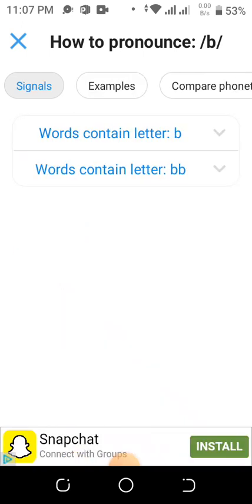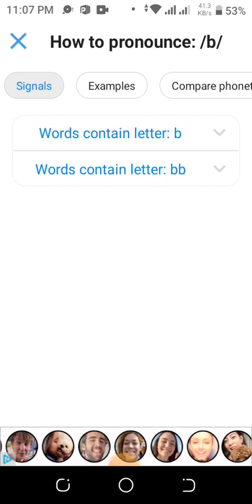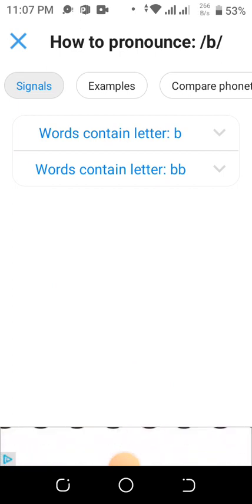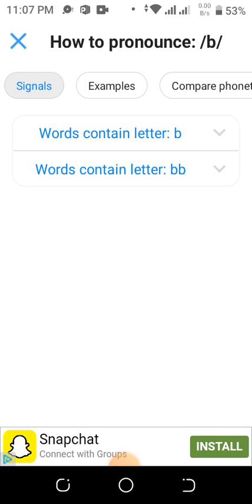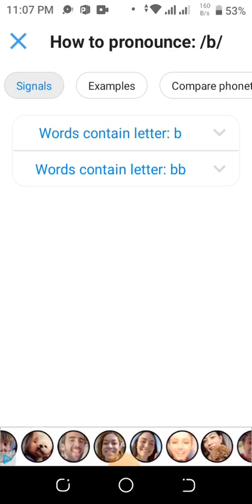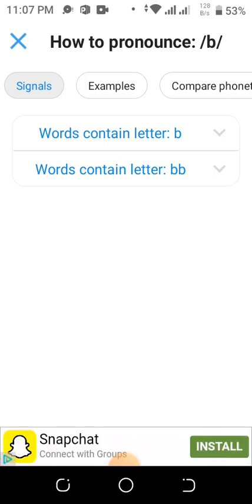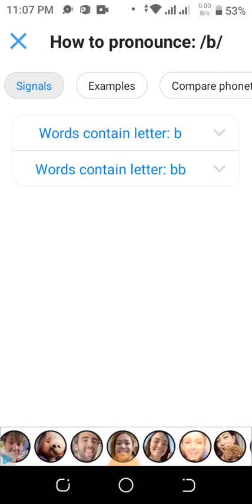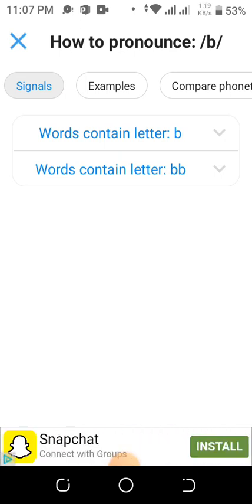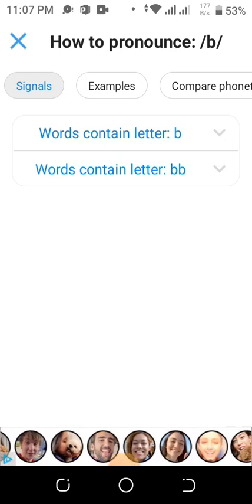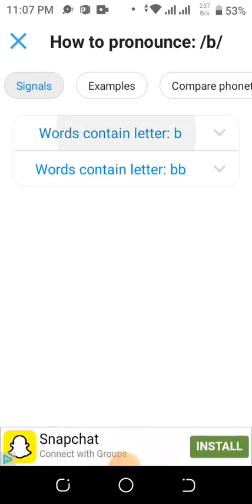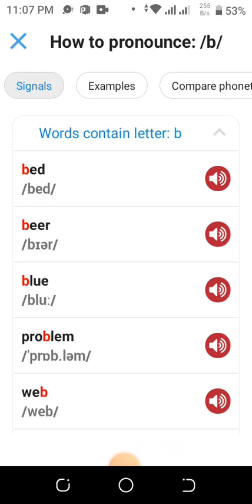Okay, let's see how many letters produce the same sound. Here we have two letters, single B and double B. Always remember that if we see double letters, they always produce a single sound. Let's see how a single letter B produces sound.